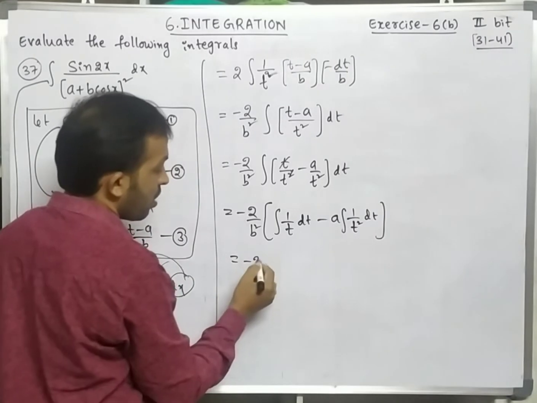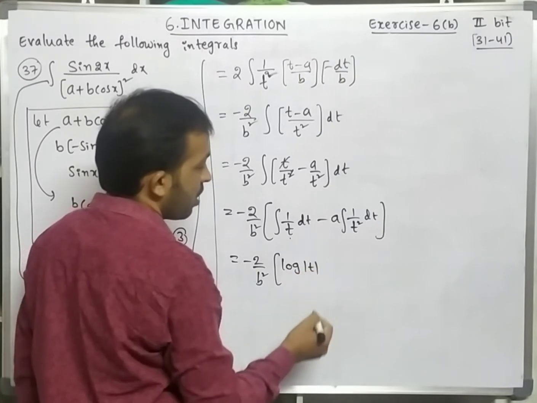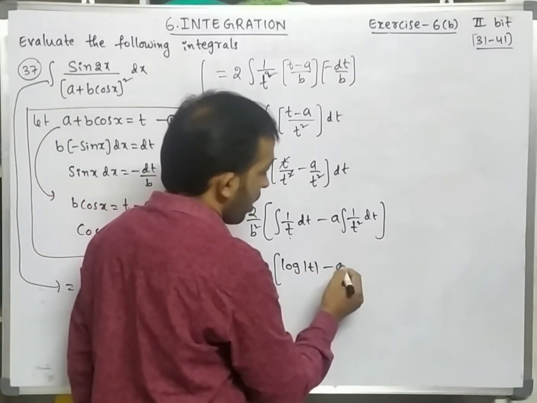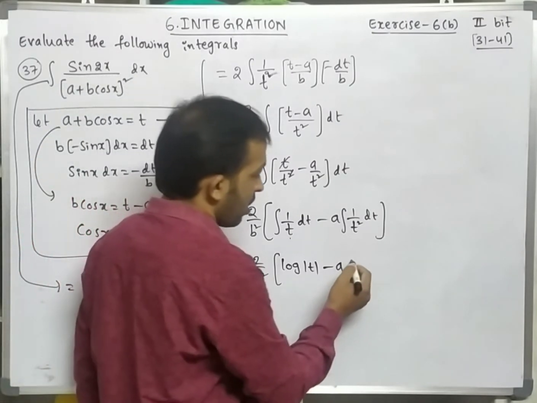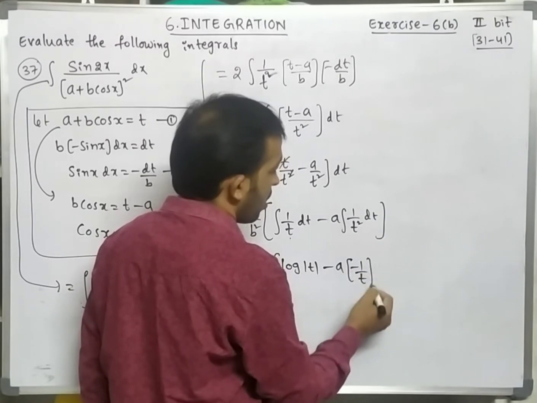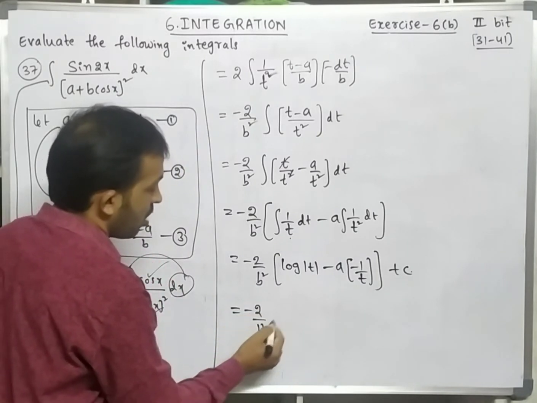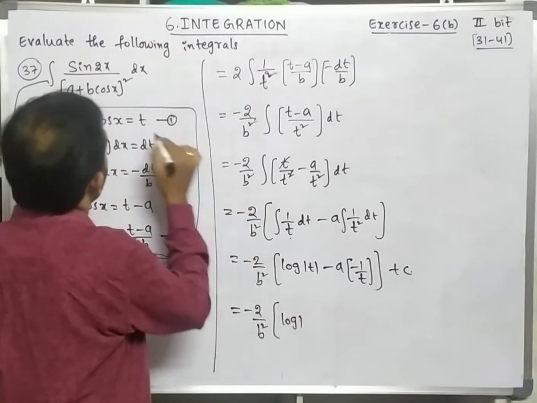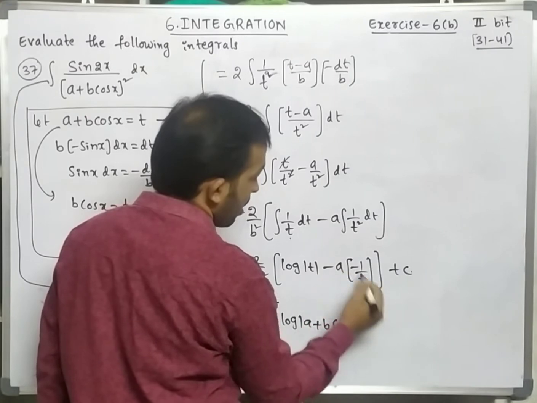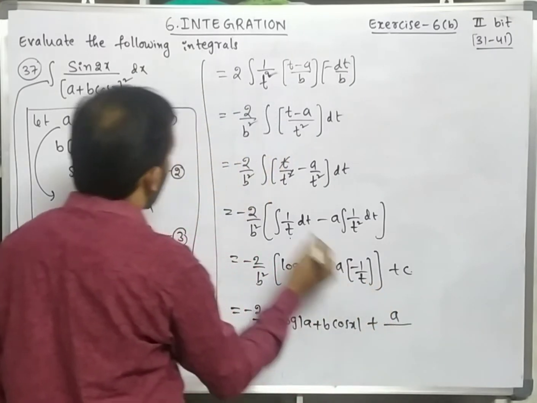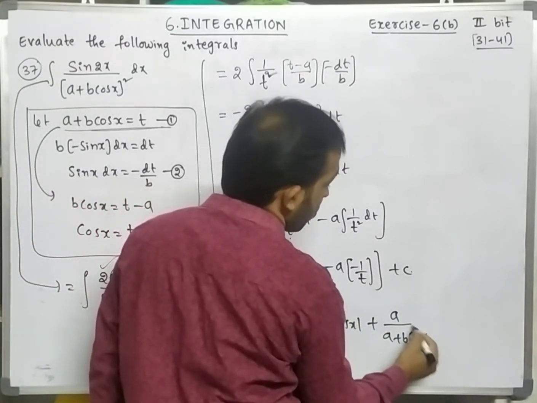So minus 2 by b square into the integration of 1 by t dt, which is log mod t, since the integration of 1 by x dx is log mod x, right? Minus a into, what is the integration of 1 by x square dx? That is minus 1 by x, so minus 1 by t. Integration completed, plus c. Now finally substitute the value. Log of modulus of t, where t is a plus b cos x, minus into minus plus a by t, where the value of t is a plus b cos x. So the substitution is also completed.